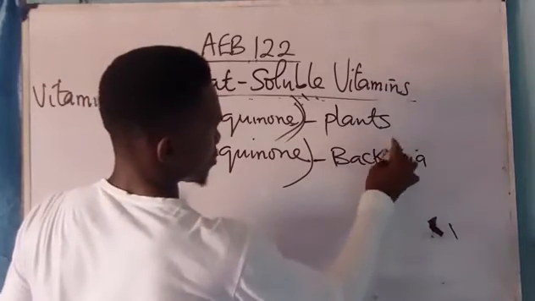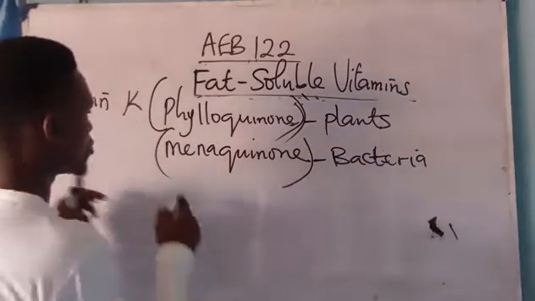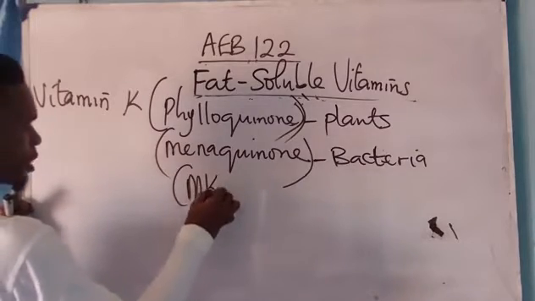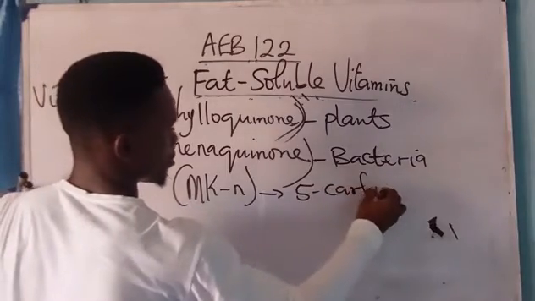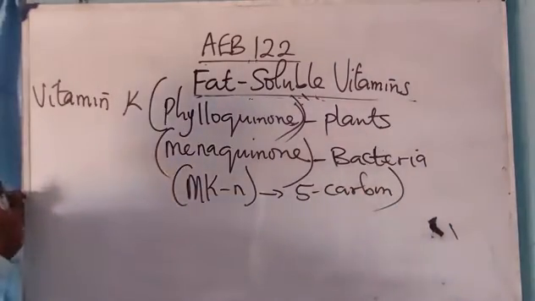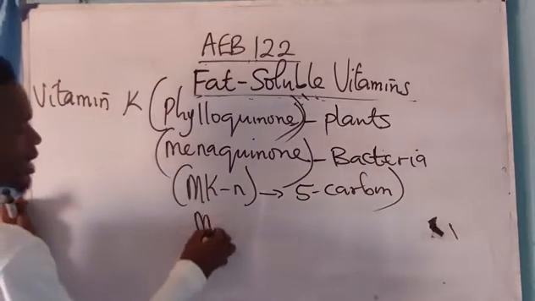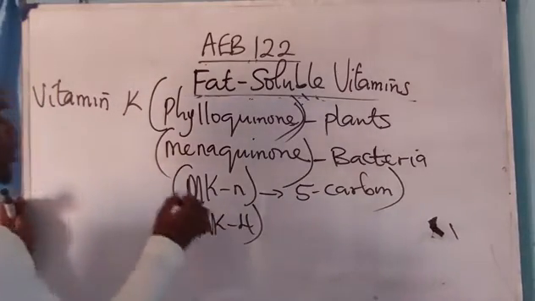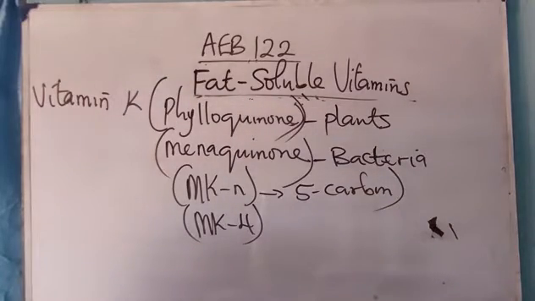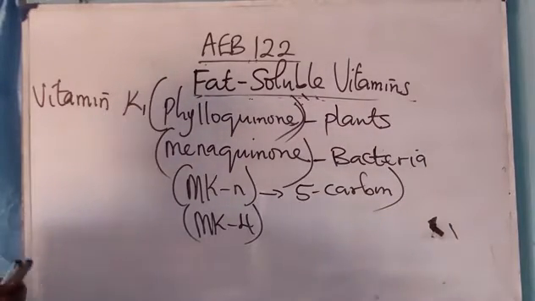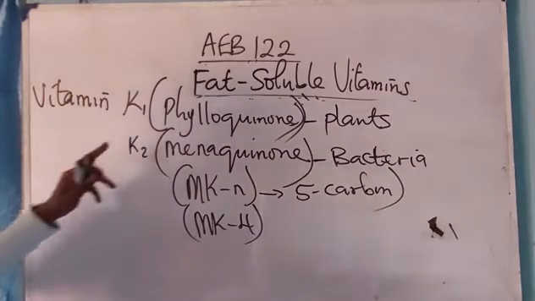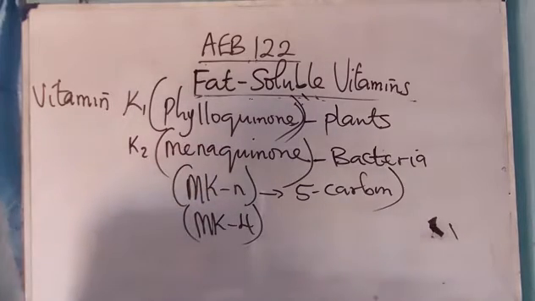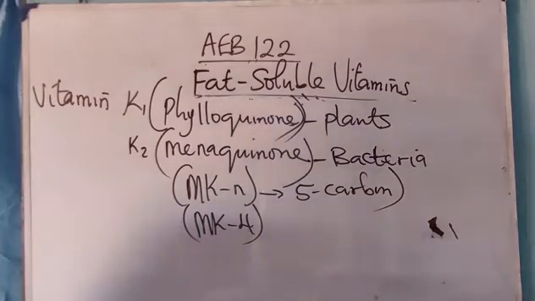And it's denoted as MKn. This n here represents what? 5 carbon atoms. Take note of that. Now, MK4 is not commonly known yet. So this one is commonly known as what? Vitamin K1. This one is what? Vitamin K2. All right. The one synthesized by plants is called what? Phenoquinone, and the one synthesized by bacteria is called what? Menaquinone.